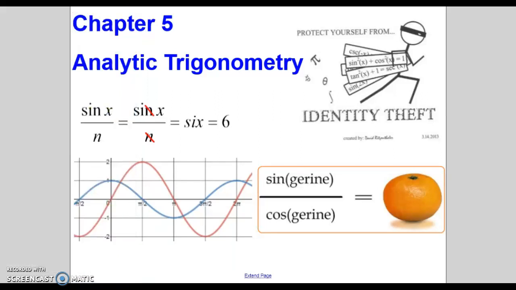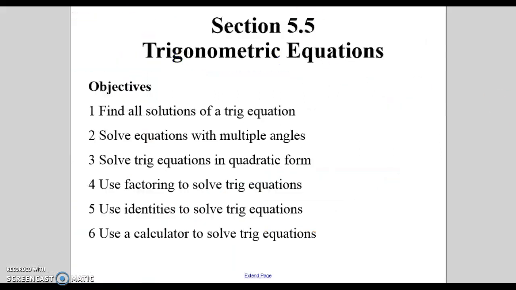Hello, pre-calc students, and welcome to the fourth day of section 5.5, which is about trigonometric equations. So far, we have covered topics 1 through 5, and today we will focus on number 6, which is using a calculator to solve trig equations.